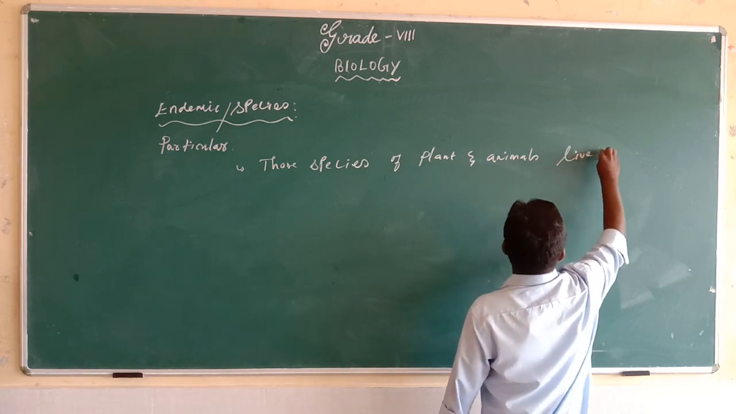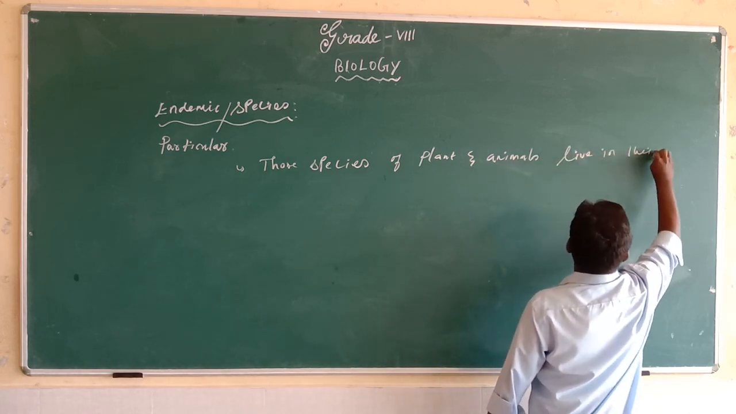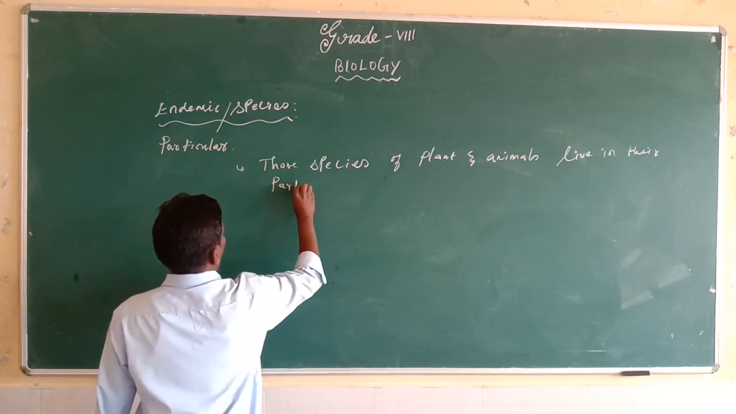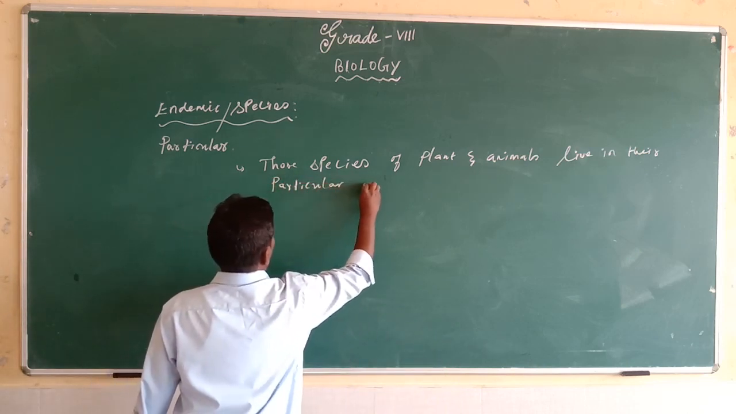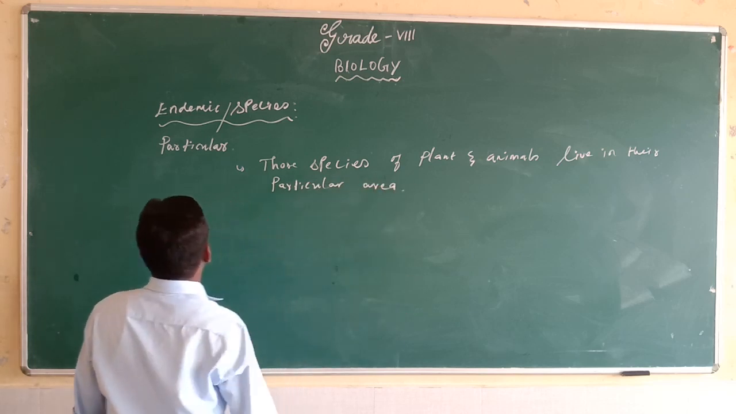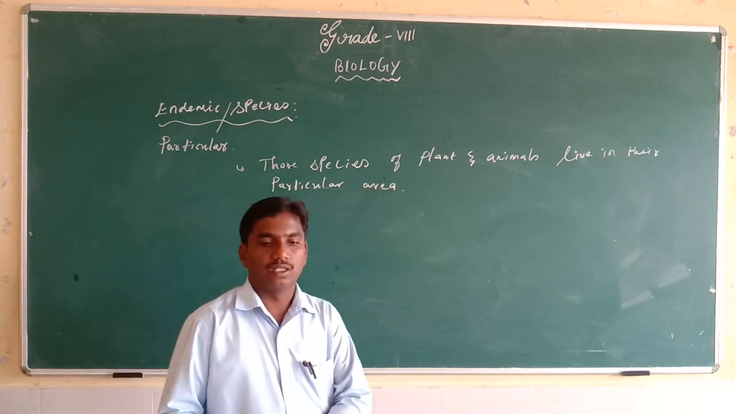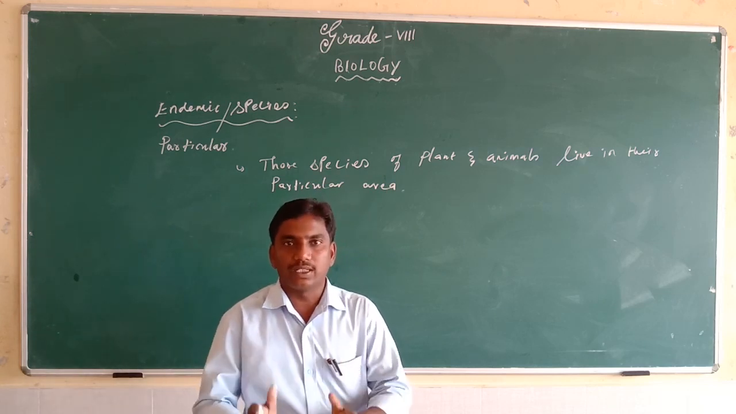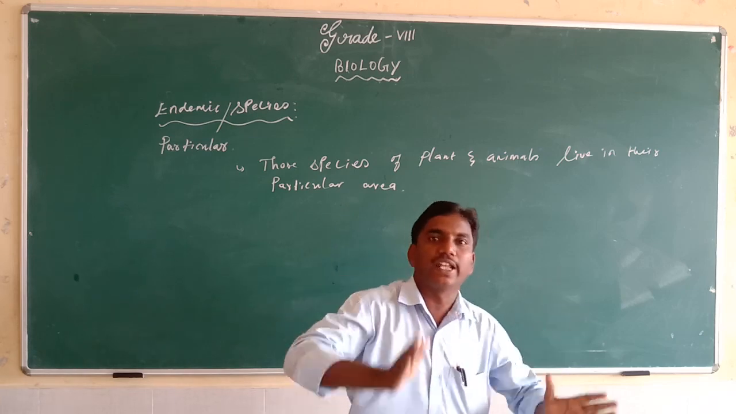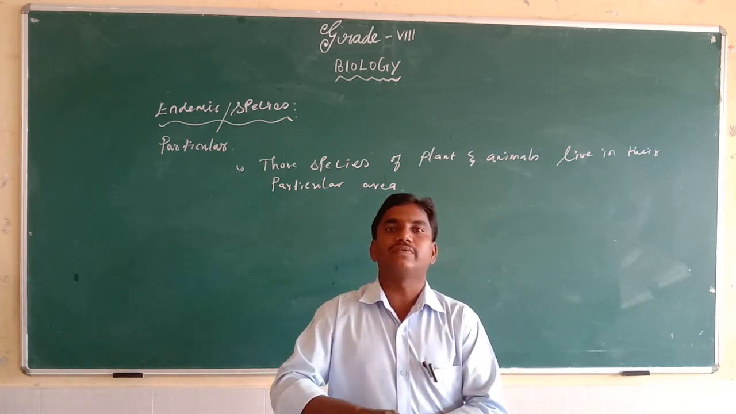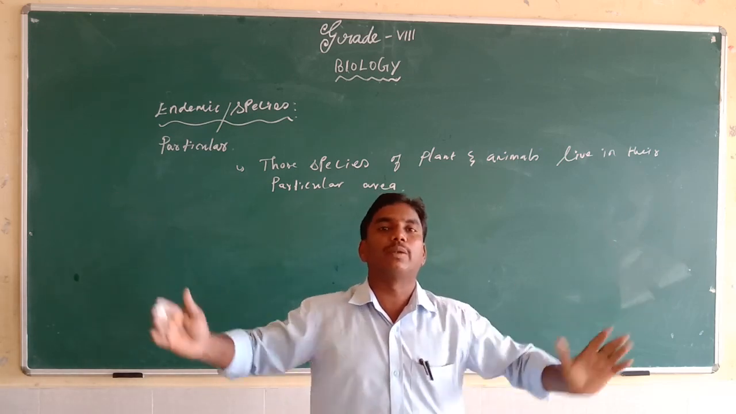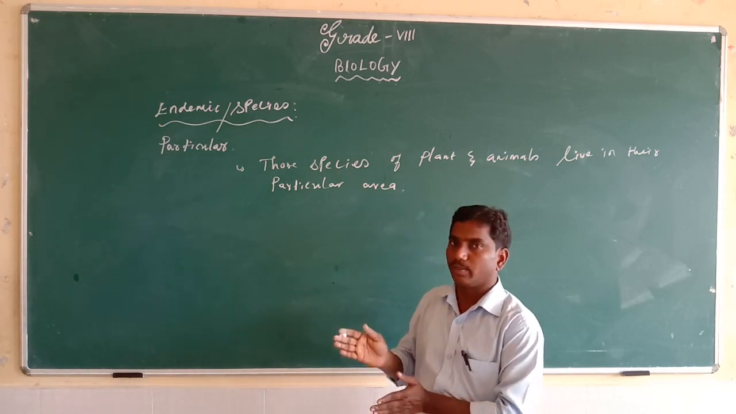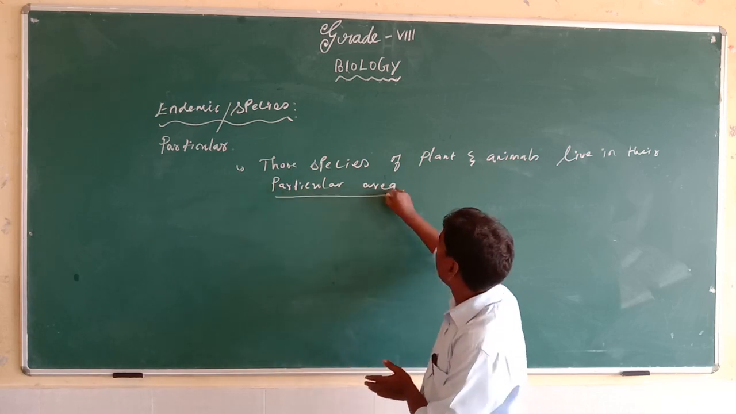Those species of plants and animals live in a particular area. So that is called what? Endemic species. There are such kinds of plants and animals that can live only in a particular area. That species we cannot see in other places. That particular group of species, plants as well as animals, can survive only in that particular area.